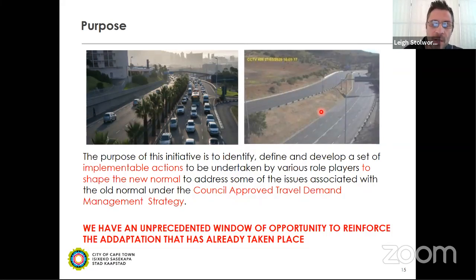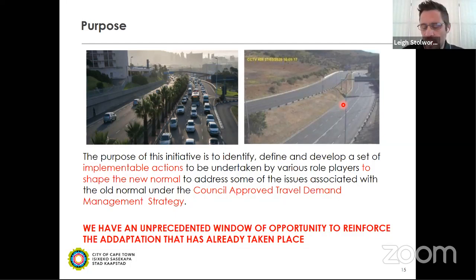And then COVID-19 happened, and this is a picture from the freeway management system during level 5 lockdown on the other side of the hill coming down Hospital Bend. And you can see that suddenly there's a massive amount of tarmac that is available. And so we realized that there are opportunities here to try and shape the new normal. So how do we think about this space going forward with reduced travel demand on it? And what should we do about that? So we've set about developing a set of interventions which identifies implementable actions which can be undertaken by various people, the city, not just transport, but other directorates, as well as external stakeholders, to try and shape a new normal, to try and think about how to use this space in a different way.